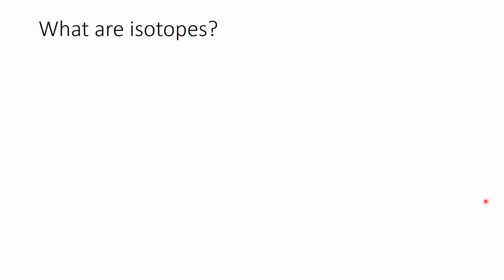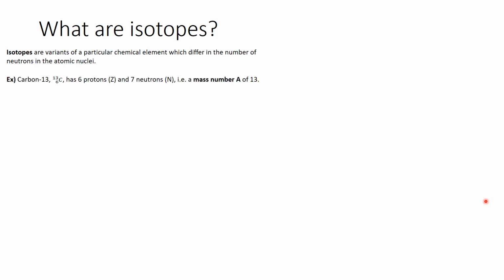We start at the beginning. What are isotopes? Isotopes are variants of a particular chemical element which differ in the number of neutrons in the atomic nuclei. For example, carbon-13 has 6 protons and 7 neutrons. That is a mass number of 13. The most common carbon isotope is carbon-12 that has 6 protons and 6 neutrons.